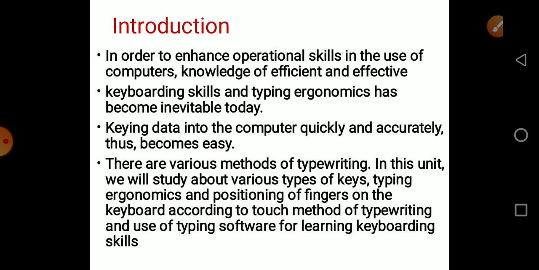There are various methods of typewriting. So in this unit, we will study various types of keys, typing ergonomics, and positioning of fingers on the keyboard. First of all, you are going to learn the types of keys. Typing ergonomics is nothing but the typing rules: in what way you have to type, what rules are available for typing. Everything you are going to learn in this chapter. And also positioning of fingers. The first and foremost thing to be learned in keyboarding skills is positioning of your fingers, how to position your fingers on the keyboard.